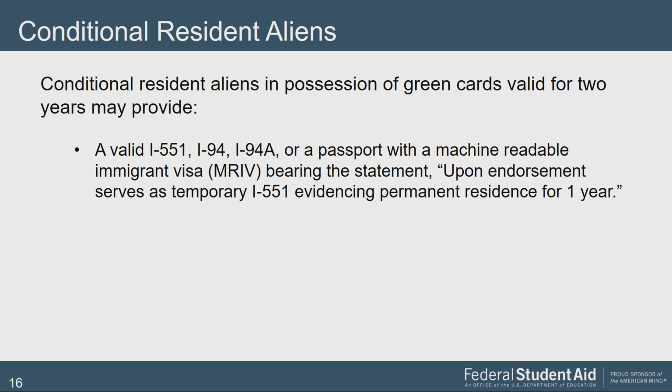A conditional resident alien is any foreign national granted permanent resident status on a conditional basis, and these individuals will subsequently have to petition the Department of Homeland Security to remove that condition. For example, it could be the spouse of a U.S. citizen. These individuals may have similar documentation to a lawful permanent resident. We know that the conditional resident alien card may expire in 2 years as opposed to the permanent resident card expiring in 10 years.